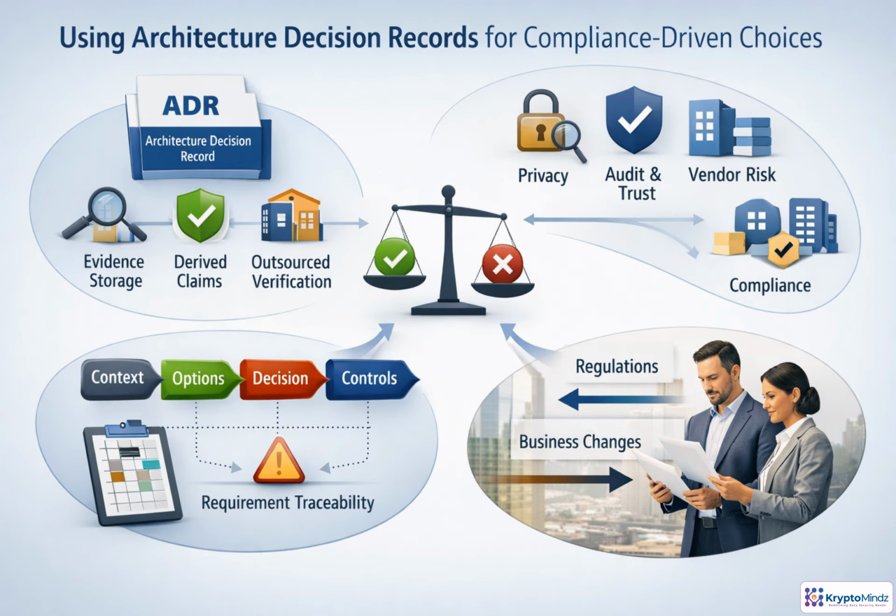An architecture decision record turns a compliance-sensitive choice into durable evidence. For each major decision, capture the context, the options considered, the decision made, and the compliance rationale behind it. This is especially important for choices such as storing presentation evidence, using derived claims, or outsourcing verifier functions. Link each ADR to specific controls and matrix rows. Then revisit it when regulations, trust frameworks, vendors, or risk assumptions change.